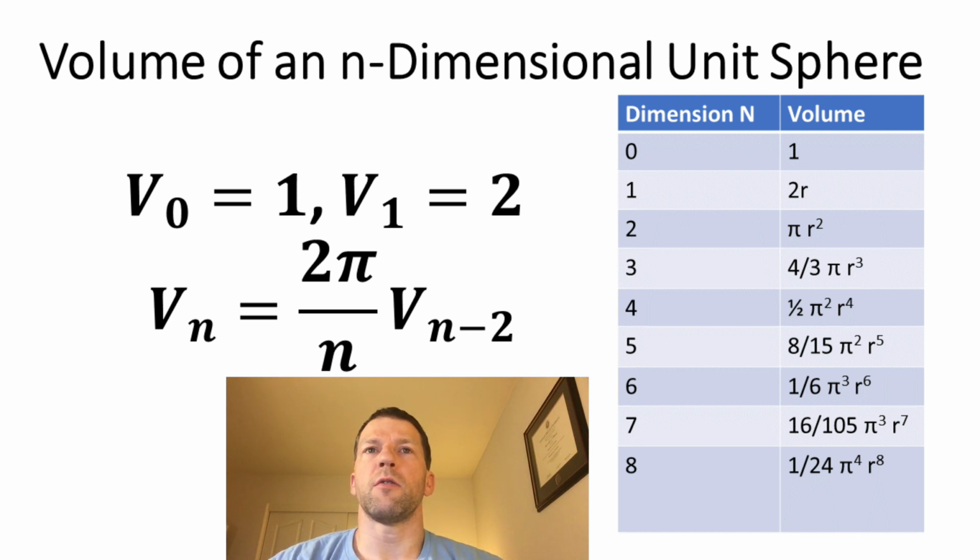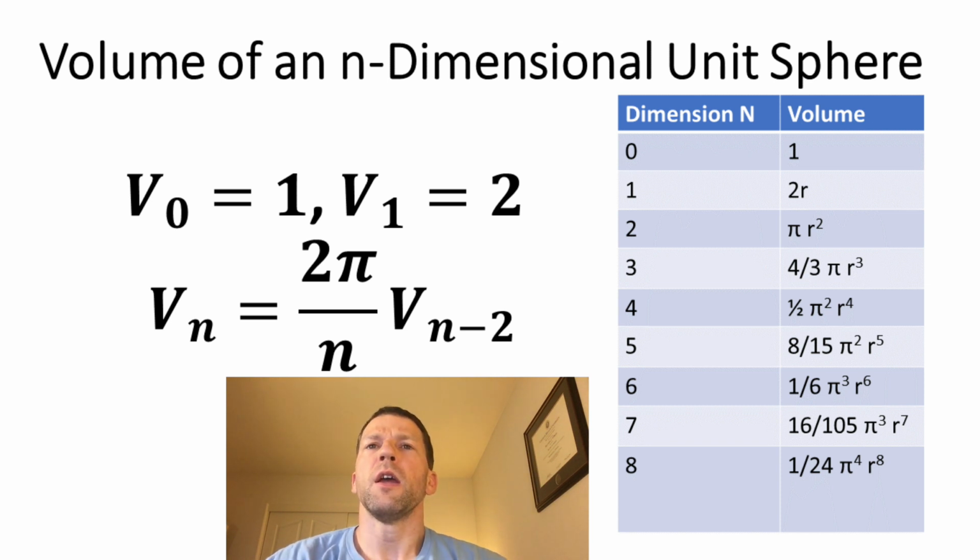So a 0-dimensional unit sphere, by definition, has volume 1. A unit sphere in 1 dimension is a line segment where the points are distance at most 1 away from you, so that it's a line segment of length 2. And then we have this really cool recursive formula. The volume of the nth unit sphere is 2 pi over n times the volume of the guy 2 dimensions below.